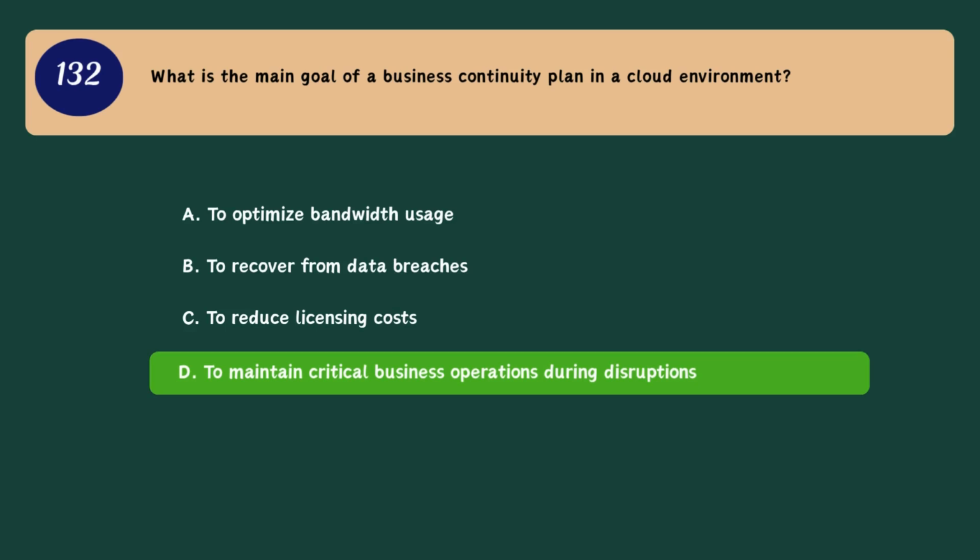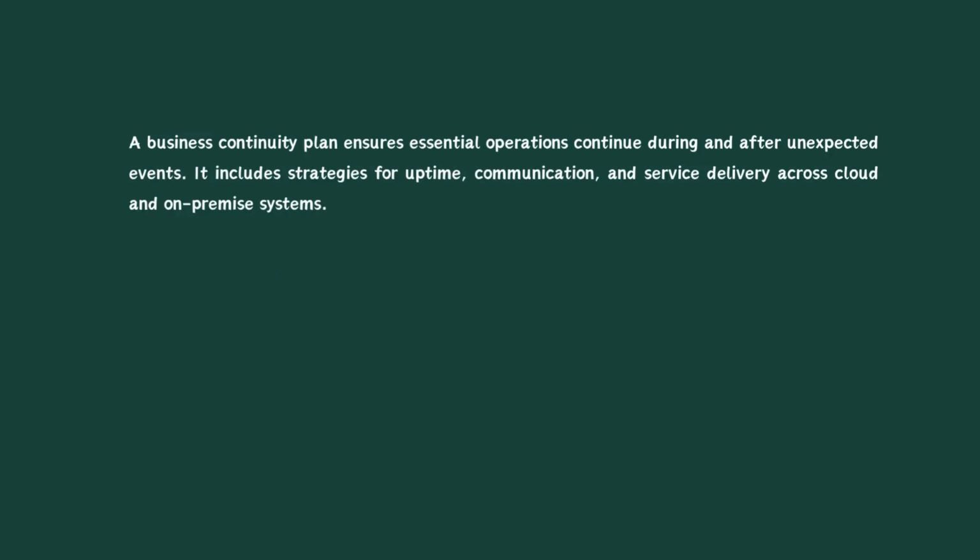Correct answer. D. To maintain critical business operations during disruptions. A business continuity plan ensures essential operations continue during and after unexpected events. It includes strategies for uptime, communication, and service delivery across cloud and on-premise systems.